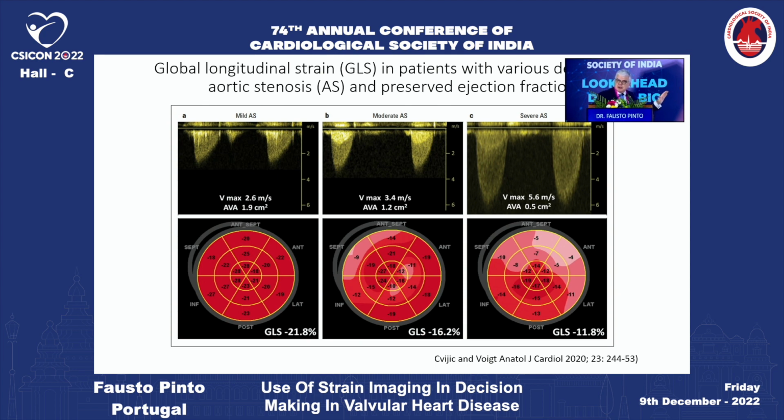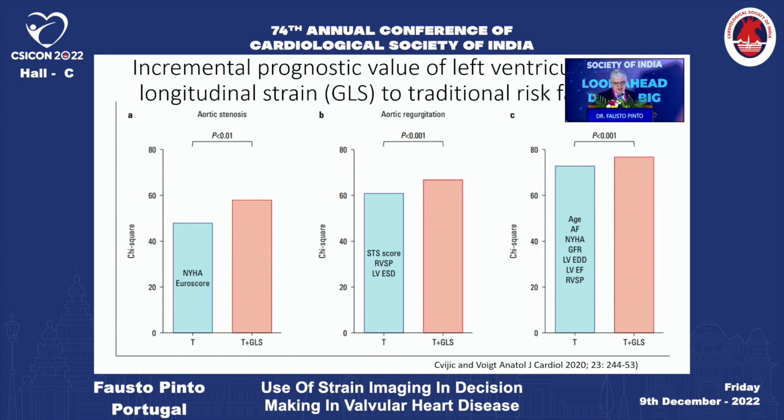But when we use global strain, you can see that there is a decrease in global strain, meaning there is already an impact in left ventricular function when we assess by this parameter. And actually, we already have data, summarized in this slide, that shows that there is an incremental prognostic value when we add global longitudinal strain to the traditional risk factors. Here for aortic stenosis, here for aortic regurgitation, and here for mitral regurgitation.